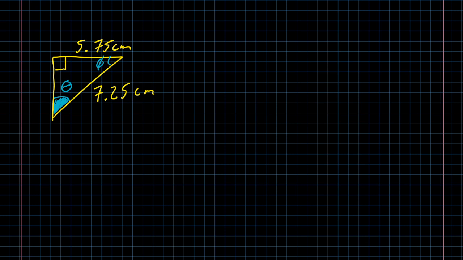And compared to theta, well, I know the hypotenuse, it's the one that's not touching the right angle. And of the two legs, the one that's known is not touching angle theta, so it must be the opposite leg. And then the unknown must be the adjacent leg. Let's go ahead and call that A.